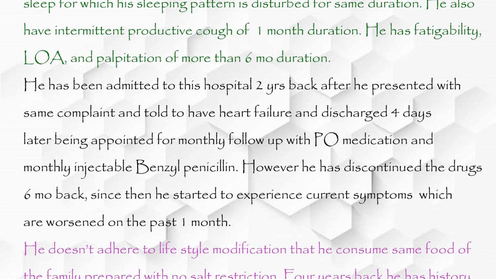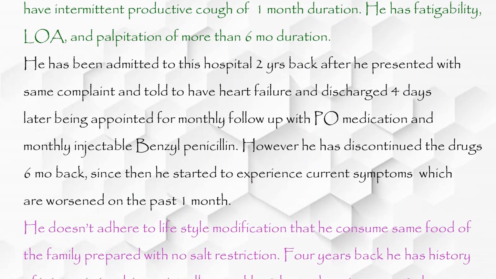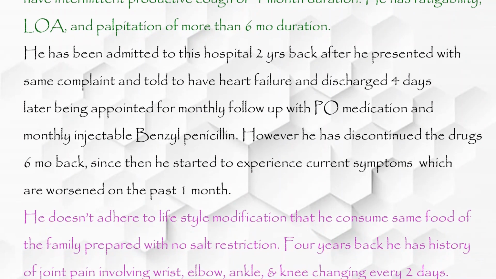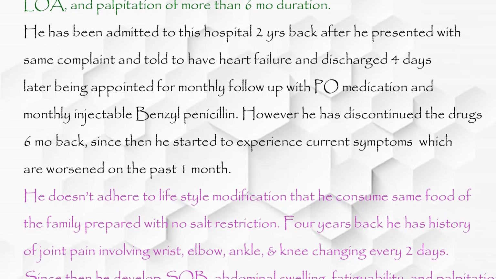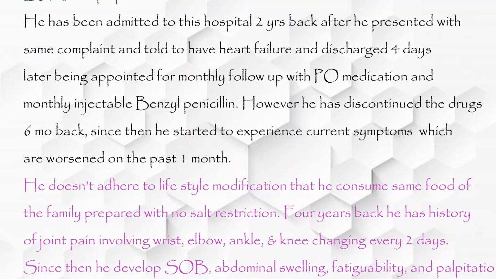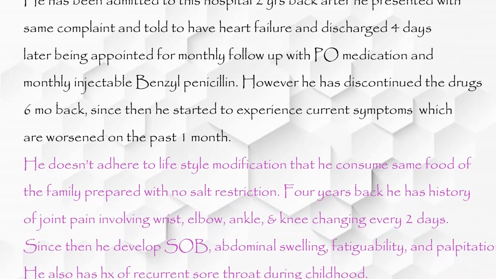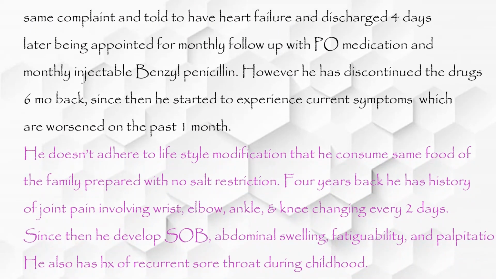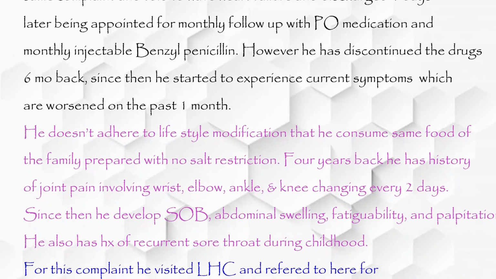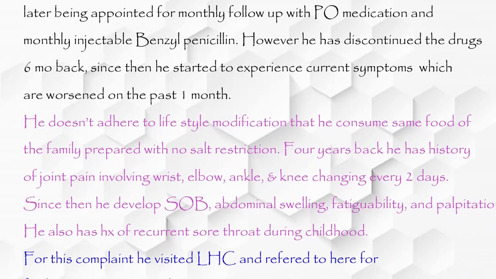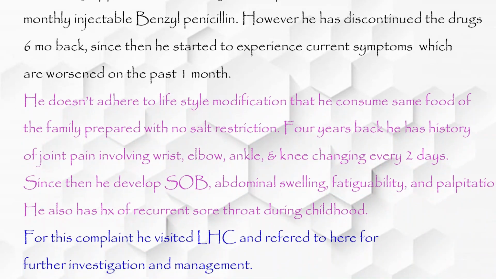After assessing his previous admission, then we will assess if he had any associated risk factors based on the chief complaint. So we explain it like this. He also doesn't adhere to lifestyle modifications, in that he consumes the same food as the family prepared with no salt restriction. 4 years back, he had a history of joint pain involving the wrist, elbow, ankle, and knee, changing every 2 days. Since then, he also experienced shortness of breath, abdominal swelling, fatigability, and palpitation.